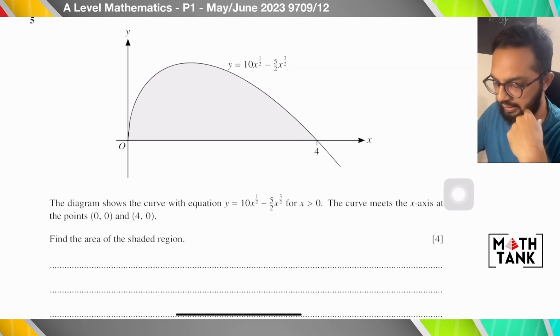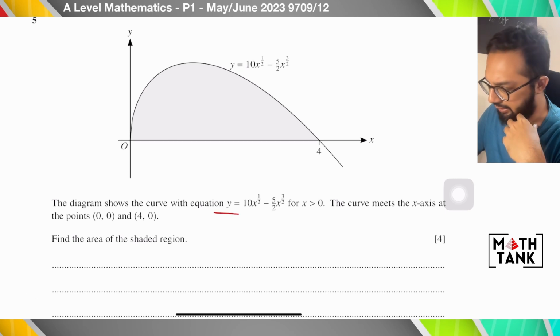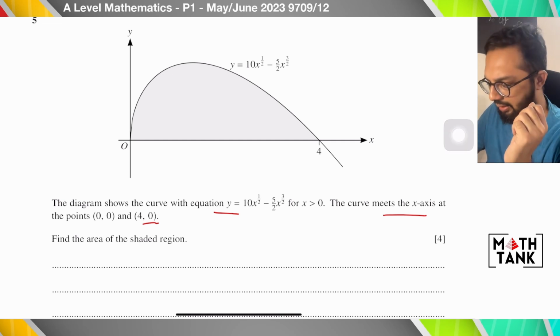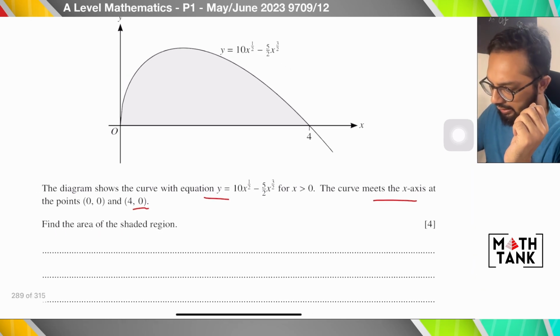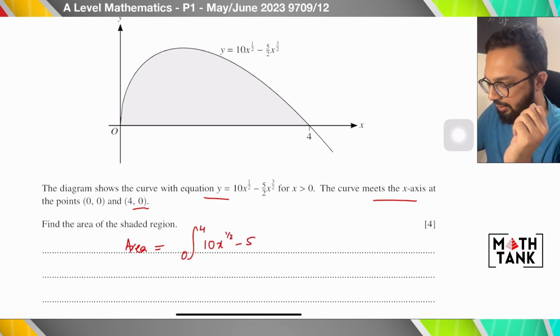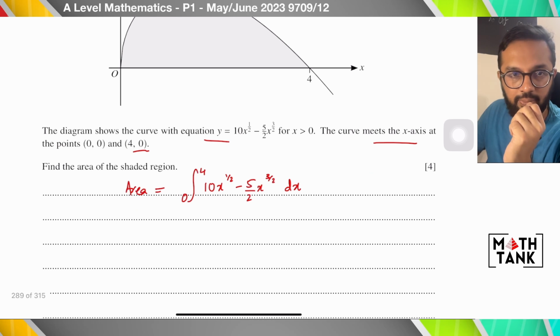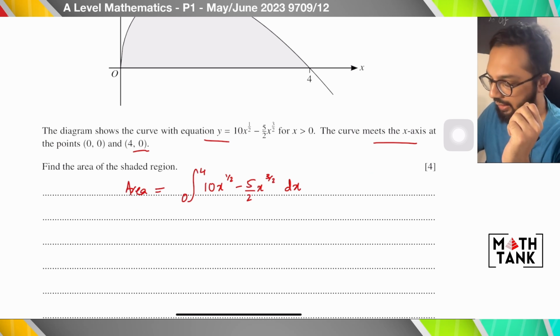The next question says that the diagram shows the curve. The curve meets the x-axis at the points 0, 0 and 4, 0. Find the area of the shaded region. So this is again a question on integration where I'm trying to find the area. First I'm going to write the expression that I want to integrate. I'm going to go from 0 to 4 and I'm going to integrate on the x-axis. I'm going to write dx in front of it because that's what I'm integrating. It's important to make sure that you write your expressions correctly.